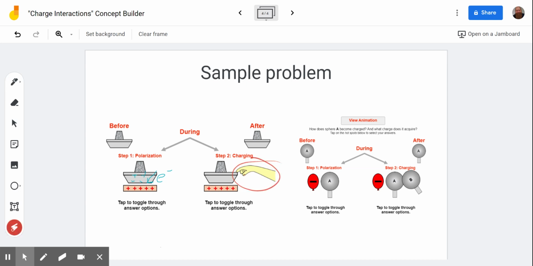That's the big new thing. So you touch it with your finger. What does that do? Well, from two videos ago, we talked about grounding. That was in the conductors and insulators concept builder. And so what happens when you touch it to ground?